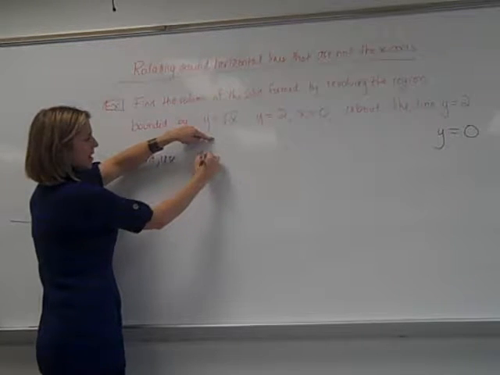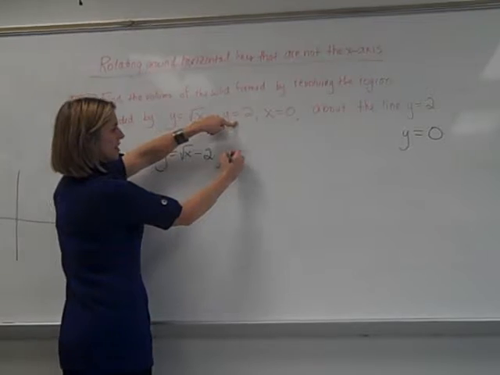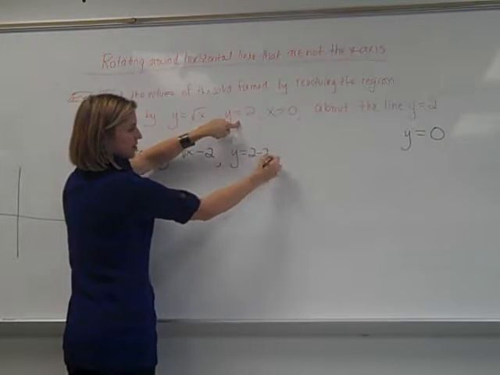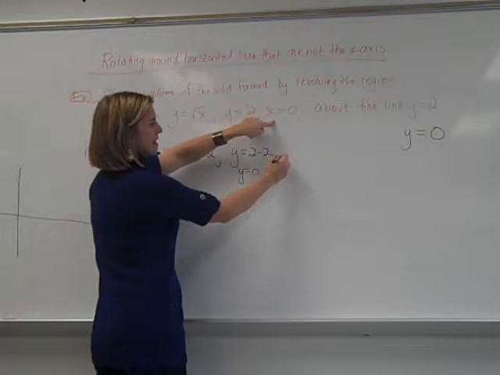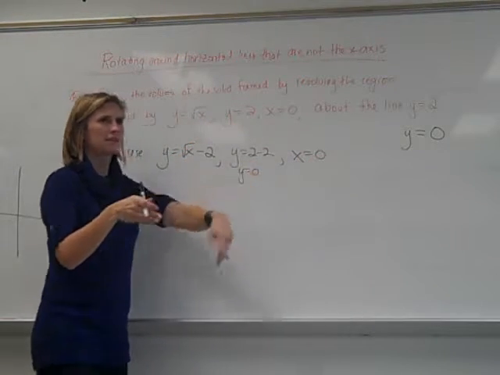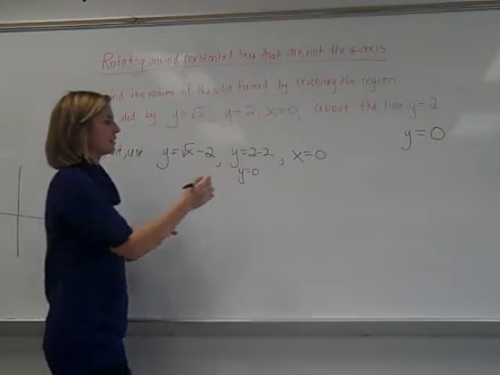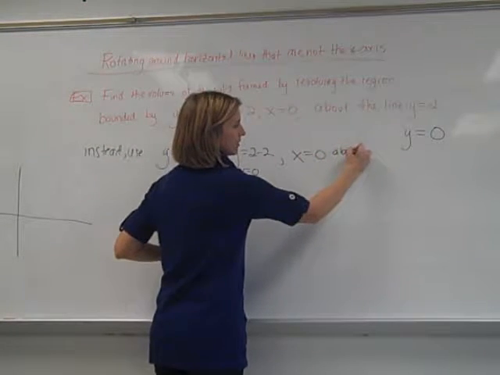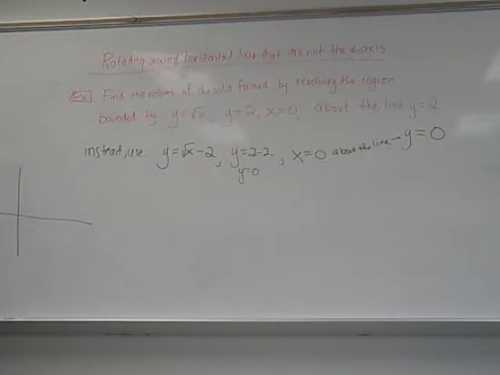I'm going to write this as the square root of x minus 2. I'm going to use this as y equals 2 minus 2, which is obviously y equals 0. And then x equals 0, I don't have to move down because it's a vertical line, so I don't need to move it down. About the line y equals 0.